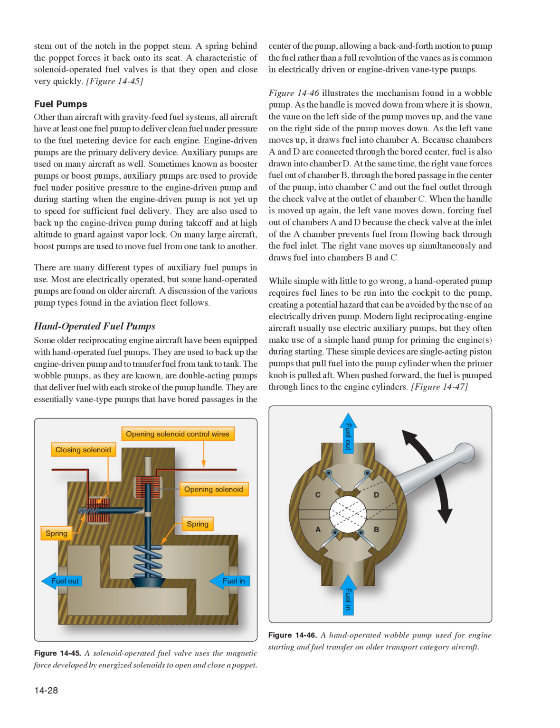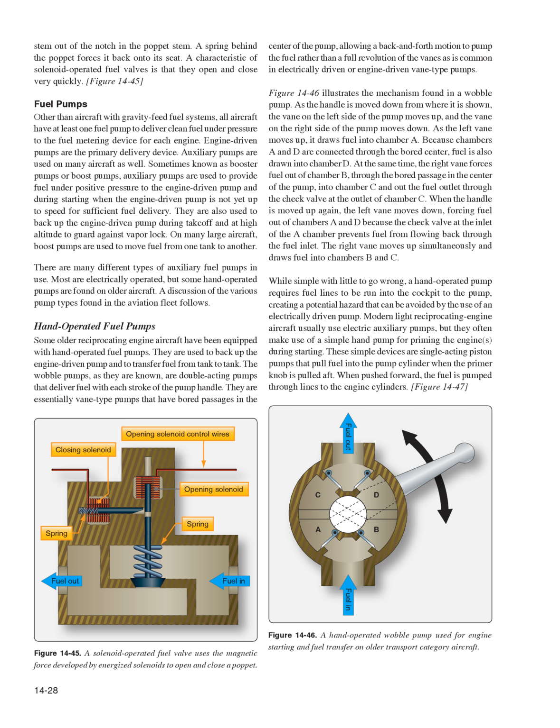Other than aircraft with gravity-feed fuel systems, all aircraft have at least one fuel pump to deliver clean fuel under pressure to the fuel metering device for each engine. Engine-driven pumps are the primary delivery device. Auxiliary pumps are used on many aircraft as well.